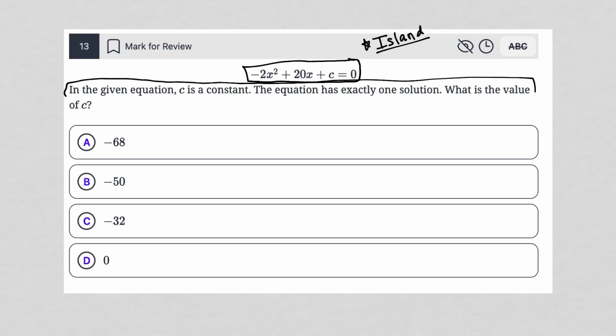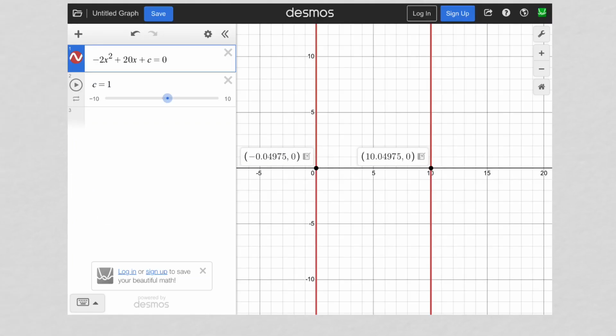And what I do with these island questions is I go straight to Desmos with the information in the island, right? So in this case, the equation. So you can see here, I typed in the equation that was provided, negative 2x squared plus 20x plus c equals 0. I set c as the slider, and of course, it defaults to c equaling 1. Then I go back to the question.